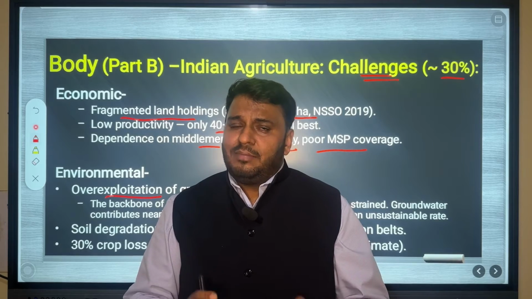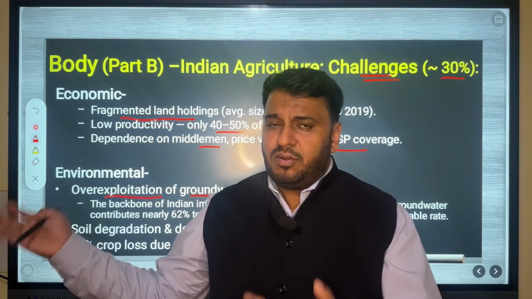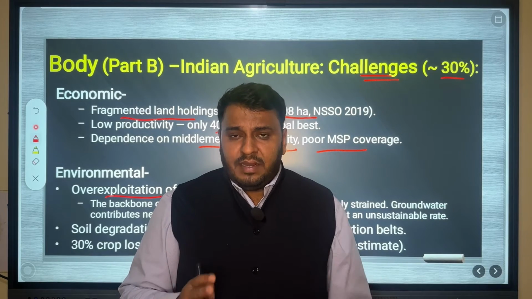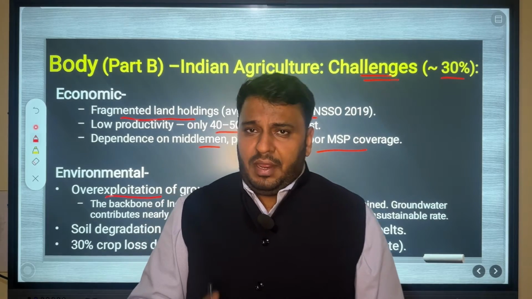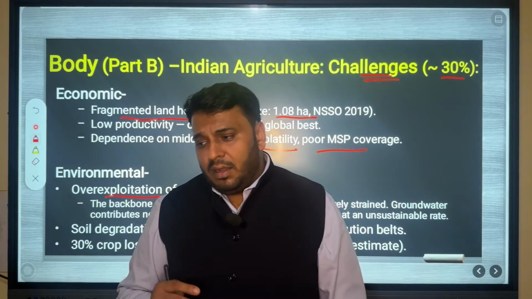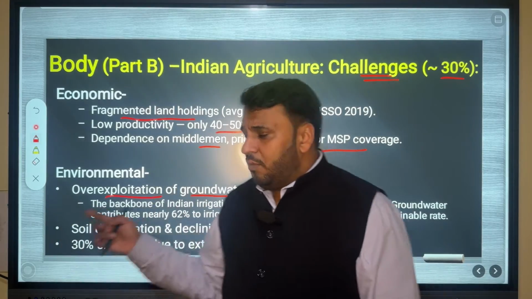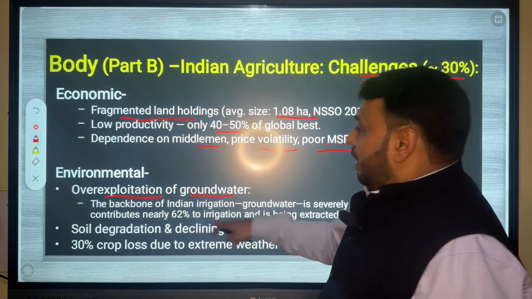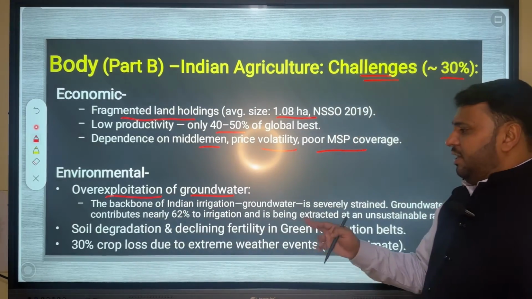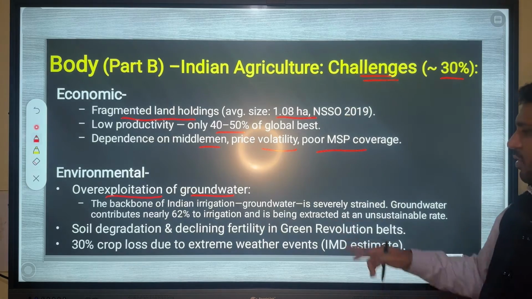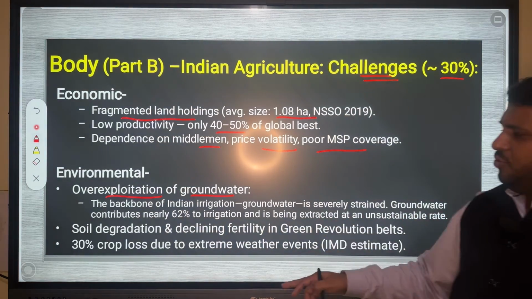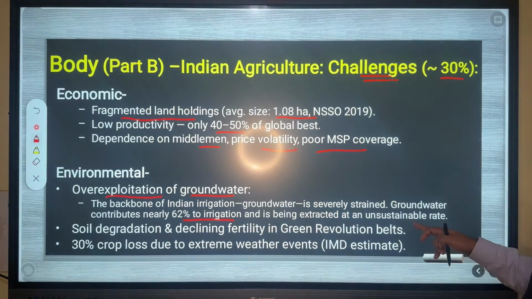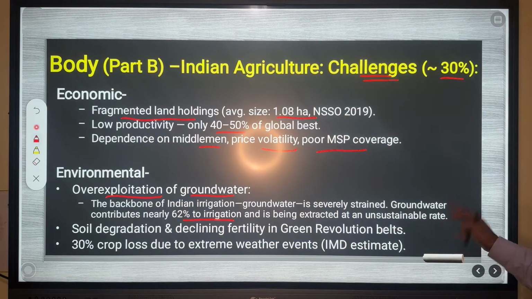Most parts of the country come under dry land farming. Around 70% of the agricultural land is under dry land farming. So in that scenario, farmers have to either depend on rain or have to pump water from the groundwater. So this groundwater is heavily depleted. For example, the backbone of Indian agriculture, that is groundwater, is severely strained. Groundwater contributes to nearly 62% of irrigation and is being extracted at an unsustainable rate.